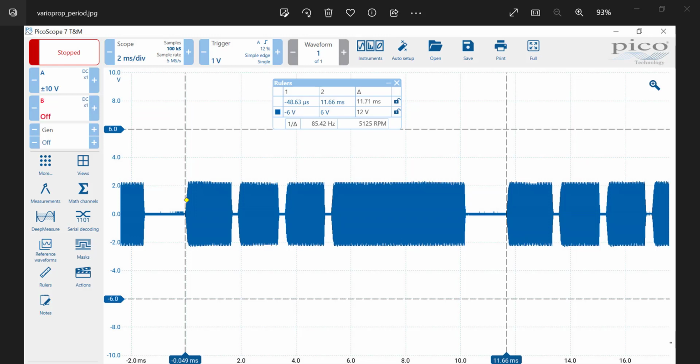Good morning, it's Jeremy. It's Friday, September the 22nd, and I'm just looking at a picture of the PWM signal given off by the Varioprop 6 transmitter.